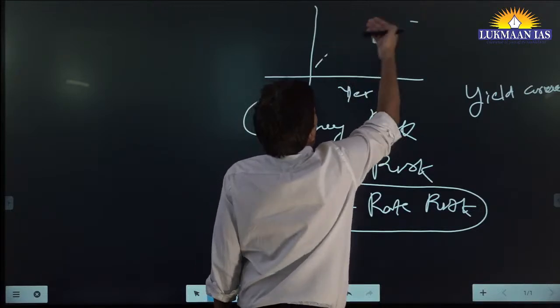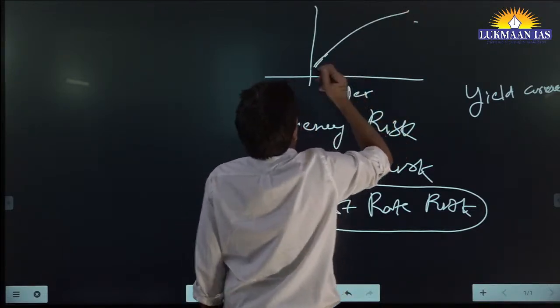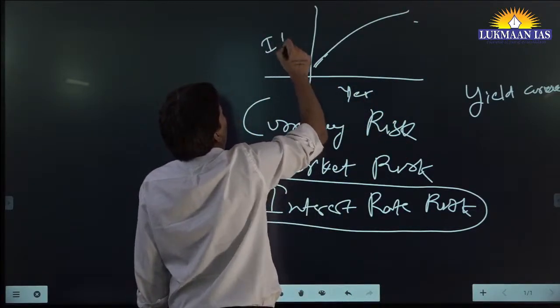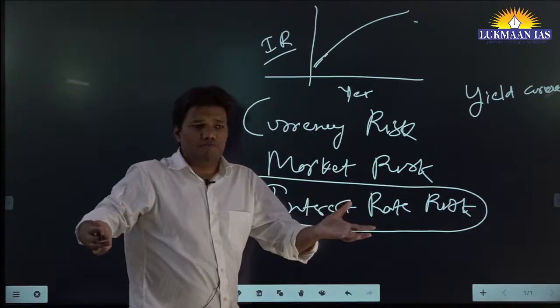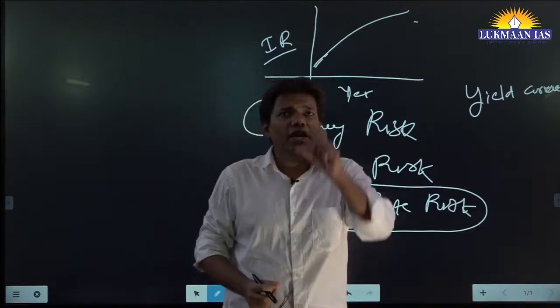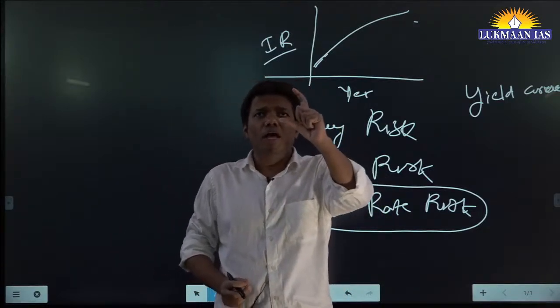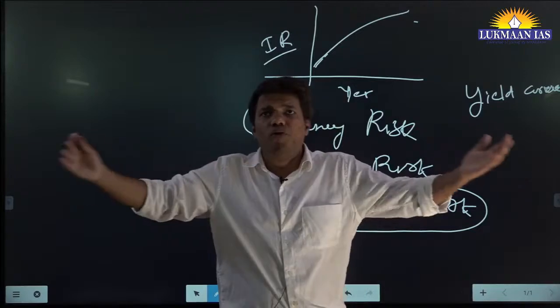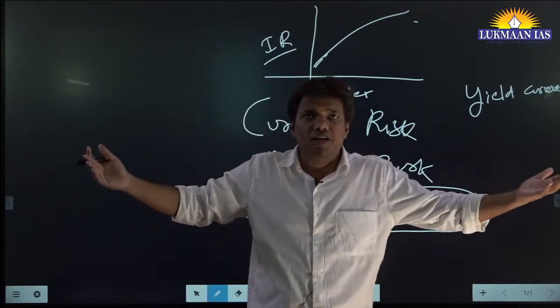Okay, it should be generally okay. And this is interest rate. Generally, what happens? Let's say somebody borrows money for a very short duration. The interest rate would be less. And when somebody borrows for a long period, interest rates are generally more.